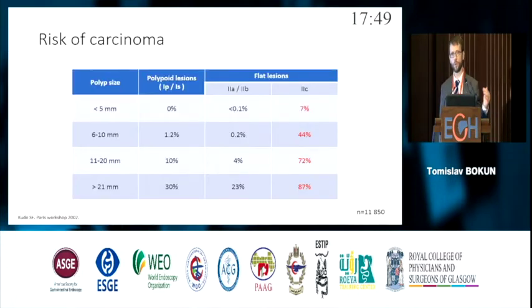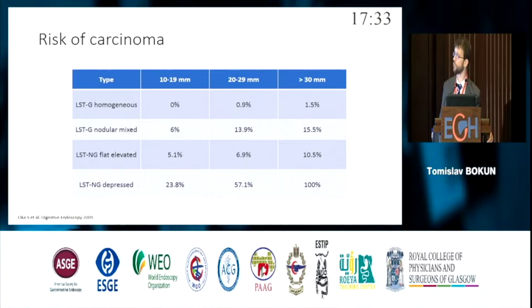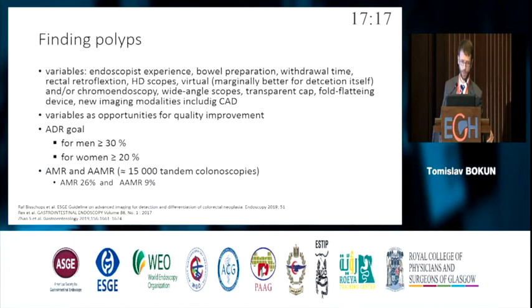Risk of carcinoma, we know from the old data, increases with the size of the polyp, and also increases with the type of the lesion, being the highest with the type C lesion of the Paris classification. And also with laterally spreading tumors, we know that the non-granular surface, especially the depressed one, is connected with cancer. Almost all those lesions will be cancers where they are large.